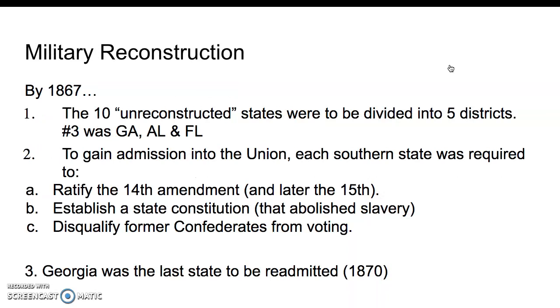Congressional Reconstruction would eventually lead into military Reconstruction. By 1867, the 10 unreconstructed states were to be divided into 5 districts, and the 3rd district was Georgia, Alabama, and Florida. To gain admission into the Union, each southern state was required to do all the following: ratify the 14th Amendment and later the 15th, establish a state constitution that abolished slavery, and disqualify former Confederate officers from voting, so they would have no power to change the government. Georgia would be the last state to be formally readmitted to the Union in 1870.